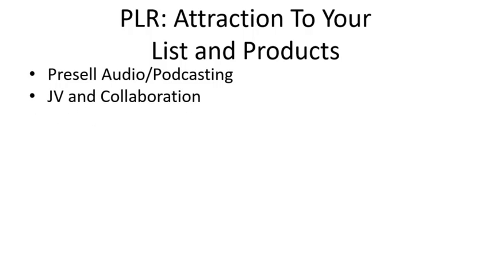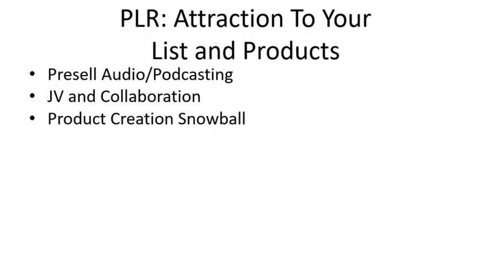You can also use JV and collaboration. Now, this is a more advanced strategy, but if you can create an alliance where you can either be on someone's download page, or if you want to create a product together with someone, you can then start to bring people onto your list through collaboration. You will have more people coming to your product as a result of your partnership.